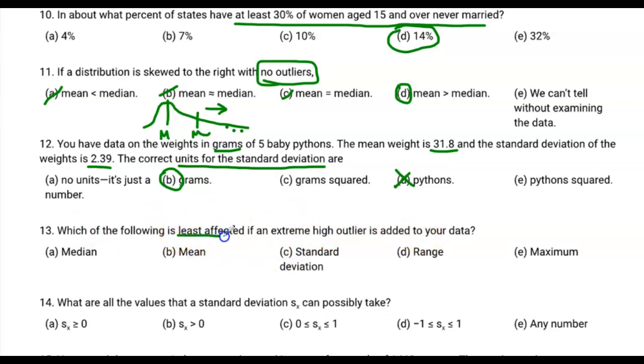Which of the following is least affected if an extreme high outlier is added to your data? Remember, if it's least affected, that means it is most resistant. We can get rid of a couple right away. The maximum, if an extreme high outlier is added to your data, that's going to be the new maximum. Range is also highly affected by extreme high outliers or low outliers. The standard deviation and the mean are both similarly affected by high outliers because the standard deviation is calculated based on the mean, right? The one that we talk about as a resistant measure of center is the median. That would be choice A.